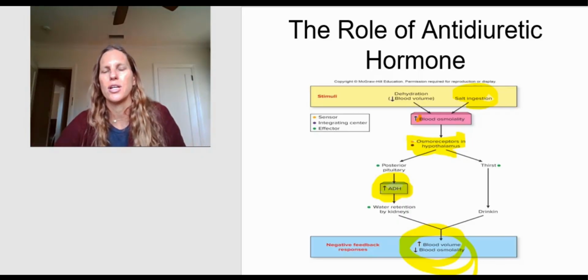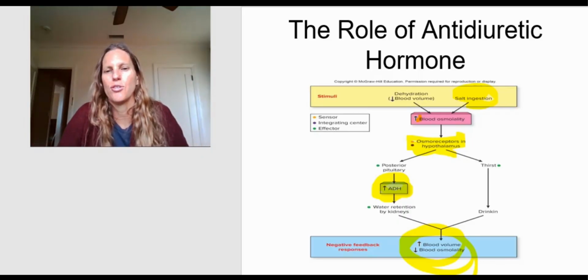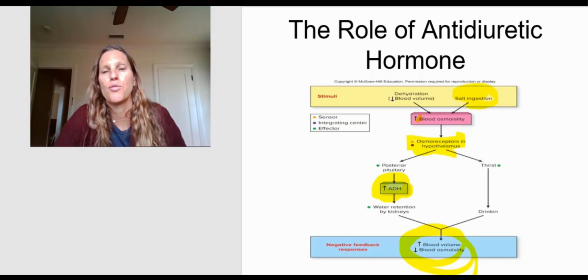It would make it less concentrated. It still would taste salty, but not nearly as salty. But the concentration would go down, right? Because there's more fluid in there. That's the same thing that's happening there.